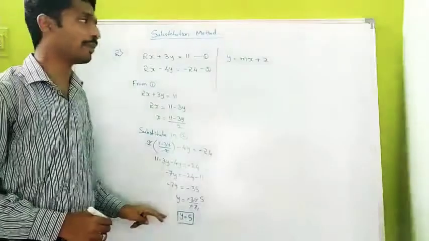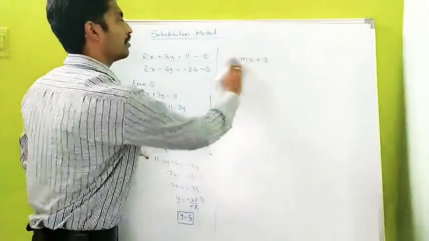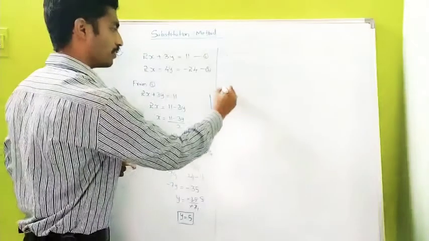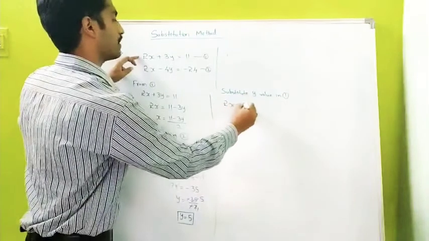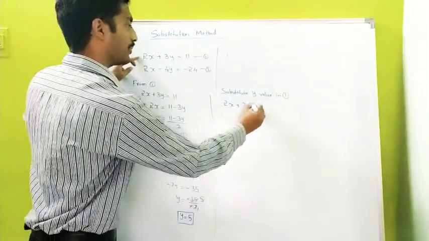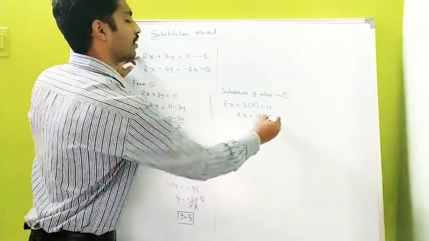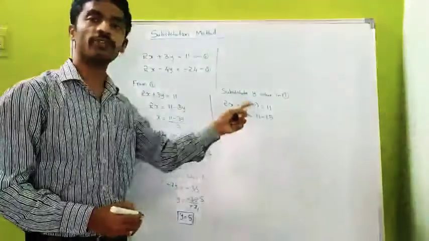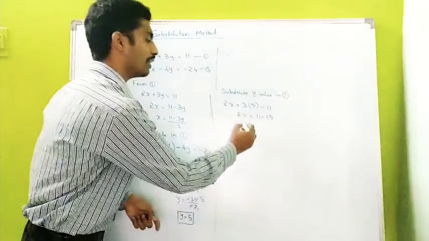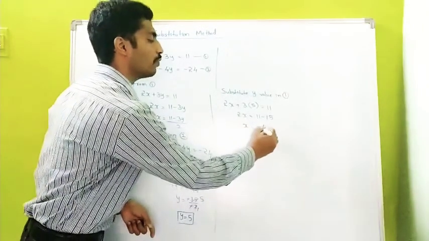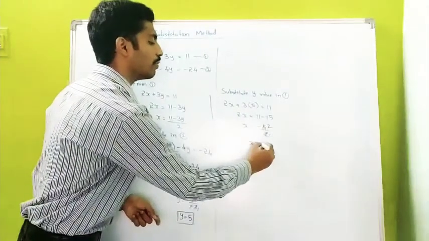Okay, now substitute this y value in any one equation. Substitute in equation number 1. So 2x plus 3y, y means 5, equal to 11. So 2x equal to 11 minus 15. So where did the 15 come from? 15 means 3 into 5. So 3 fives are 15. If I take it to the right side, it becomes minus. So here x equal to minus 4 by 2. Okay, 2 ones are 2, 2 twos are 4. So x equal to minus 2.